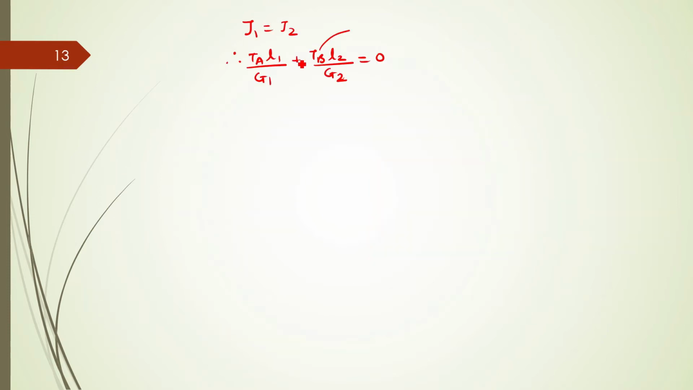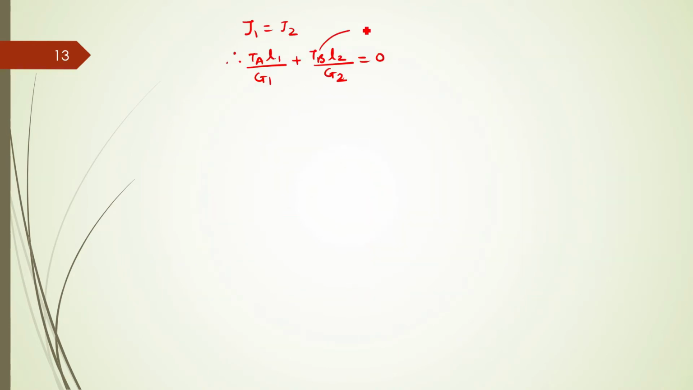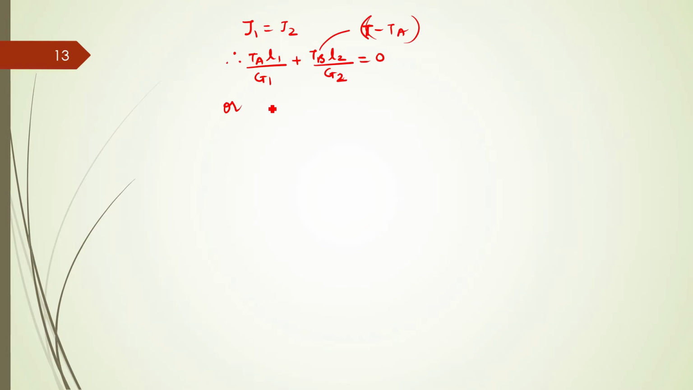Instead of TB, I can write very easily that it is T minus TA. So I can write here T minus TA as an equation if I want to, and T is a value which I know, so the equation will now be in terms of TA only. Similarly, instead of TA, from this equation, I can write it as T minus TB. So it can also be written as (T minus TB) into L1 upon G1 plus TB L2 upon G2 is equal to 0. Now this entire equation becomes completely in terms of TB, so I can find the value of TB. So these are the equations.